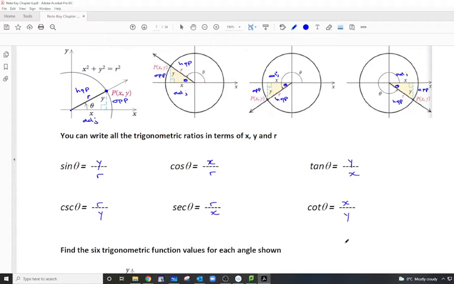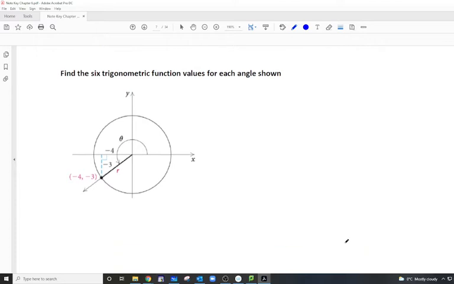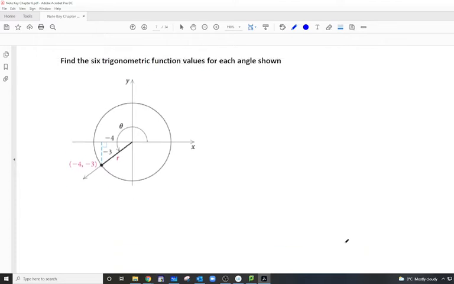So now what we're going to do is exactly what we did in 6.1, right? We are going to be finding the 6 trigonometric function values, but this time for an angle in the third quadrant. So we're no longer looking at these acute angles. So how are we going to do this?